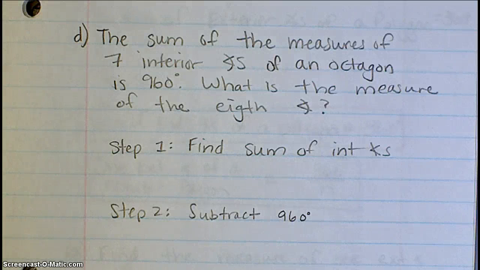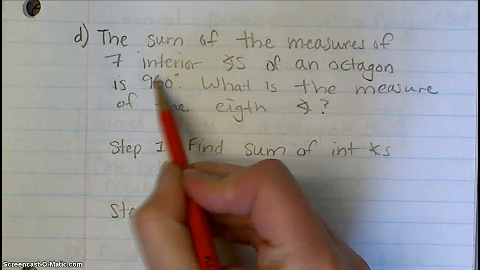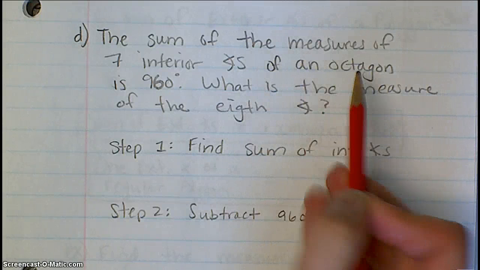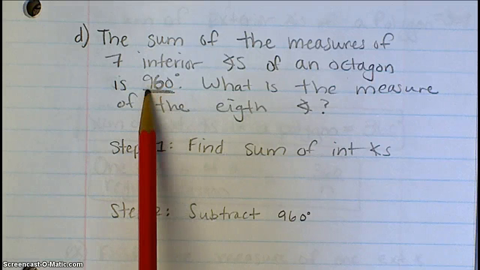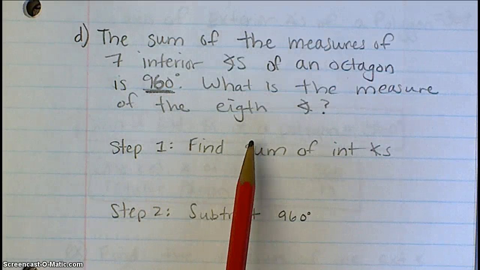Example D says, the sum of the measures of 7 interior angles of an octagon is 960 degrees. And what this means is basically we've got an 8-sided shape. We know that 7 of the angles add up to be 960 degrees. The question is, what's the last missing angle?